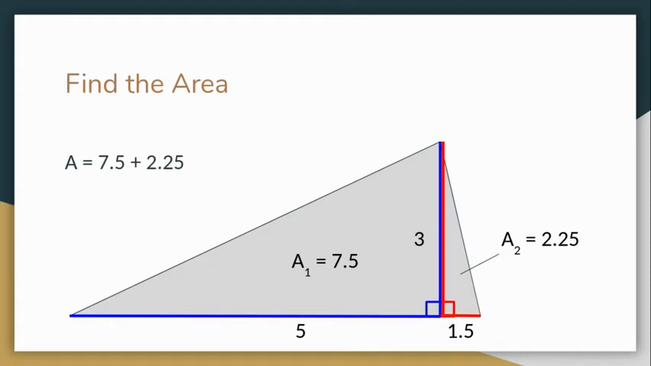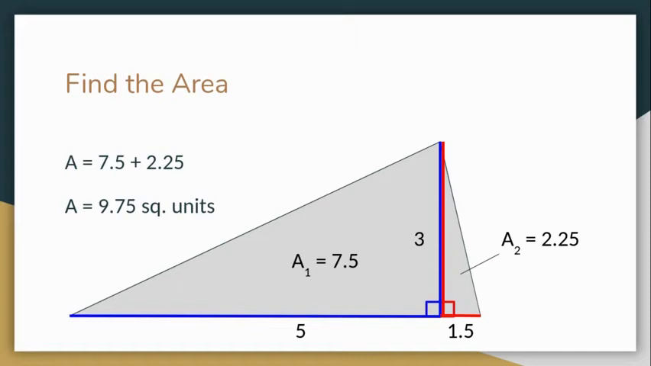To find the area of our entire acute triangle, we need to add the area of the parts we broke it into. Let's add 7 5/10 plus 2 25/100. The area of our acute triangle is 9 75/100 square units. Not bad, but I bet there's a faster way to find the total area of an acute triangle.